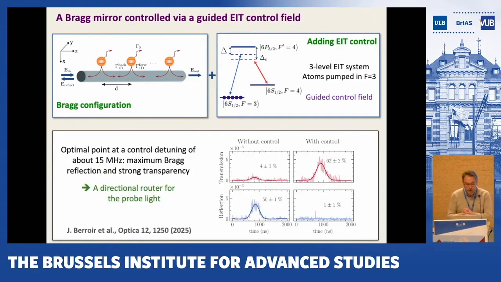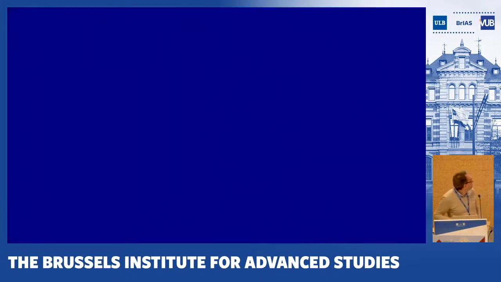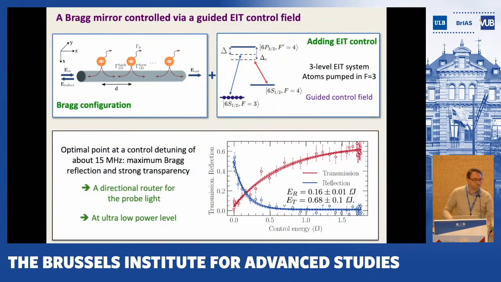So this is typically what we did. We send a single photon, I mean a weak coherent state at the single photon level. And here you have the truth table without control. So you get the photon which is reflected and not transmitted. And then with the control, we can get the transmission and no reflection. So it gives you a directional router for the probe light. Then we characterized also the power needed to do that, and it was at the femtojoule level.